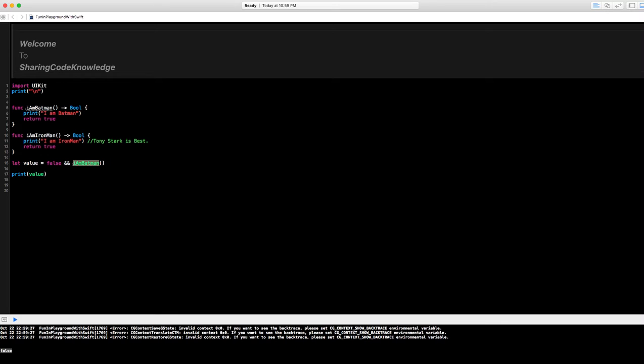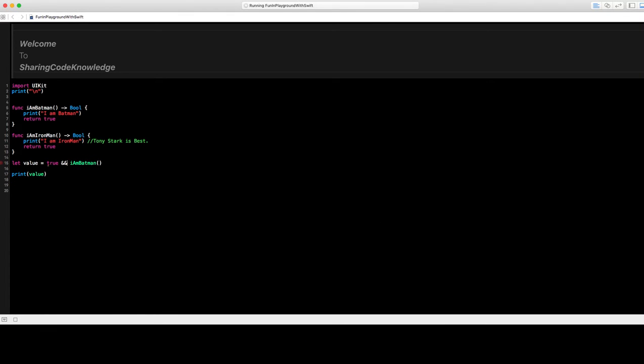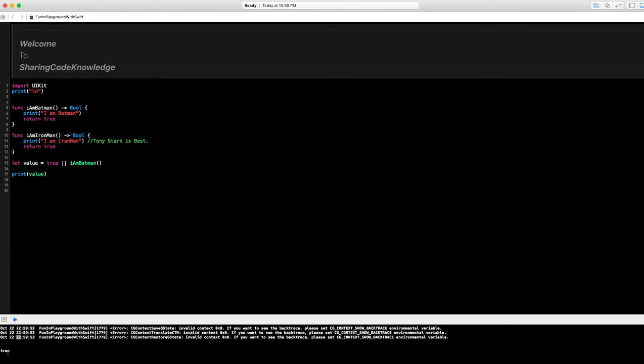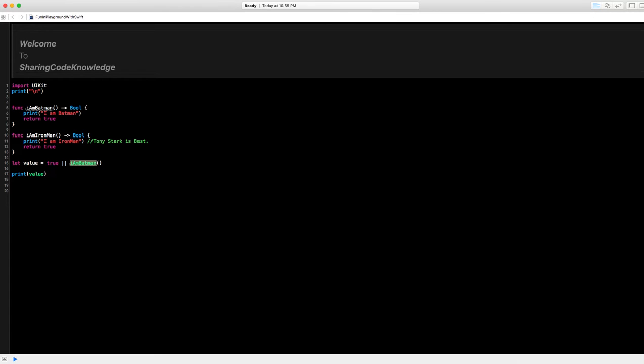Again, if I change it, the output will be the same, true, but still no "I am Batman". Hmm. Yes, if you are thinking carefully, then yes, because when you do an AND operation, the values of both the sides are important. It's the property of the AND operation. If both sides are true, only then the result will be true, which is not the case in the OR operator.